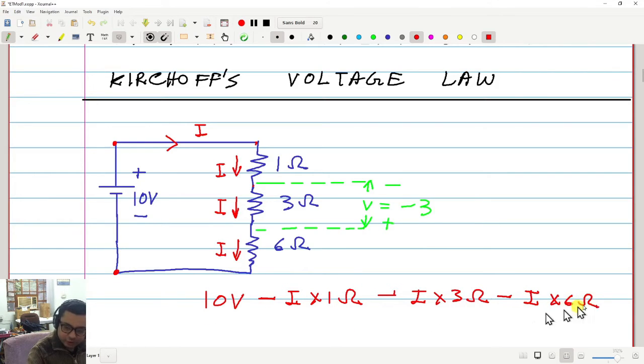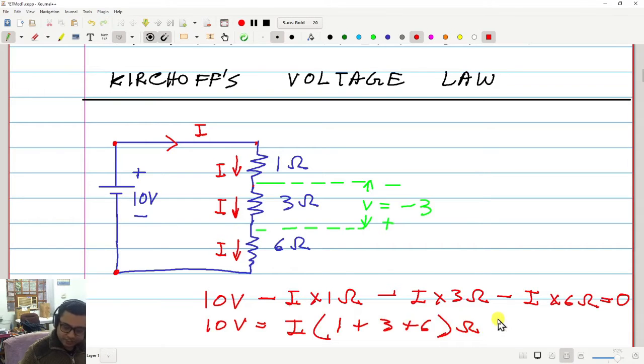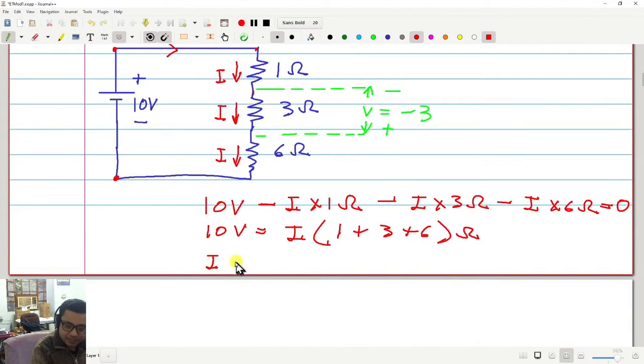Okay, so all this together must add up to 0, so you can say that 10 volt is equal to, you can take this I common, I times (1 plus 3 plus 6) ohm. So from this you get the current will be 10 by 10, 1 ampere, and if the current is 1 ampere, then this voltage drop will be 1 multiplied by 3, 3 volt.